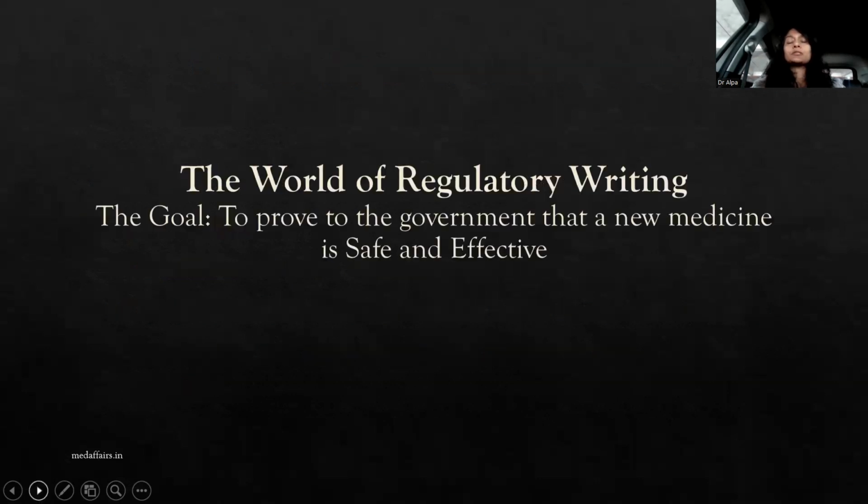Now coming to the first part of the module, the world of regulatory writing. First, we would cover regulatory writing. Next, we will move on to the promotional material, followed by the role of a medical writer and AI. So when we talk about the world of regulatory writing, herein the goal is to write documents and get approval on a new drug or a device.